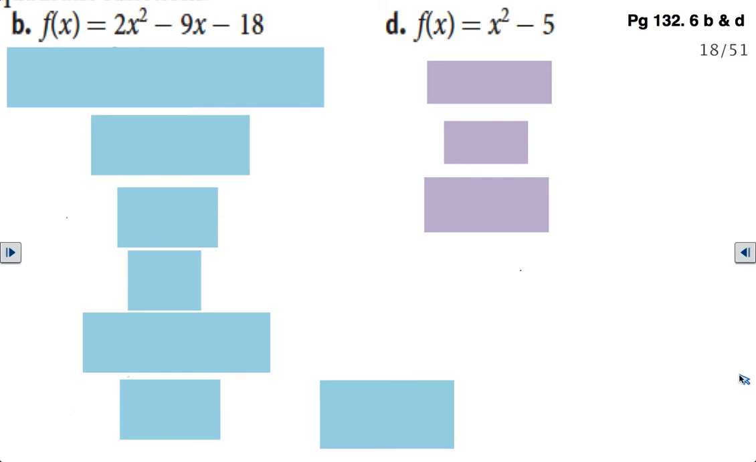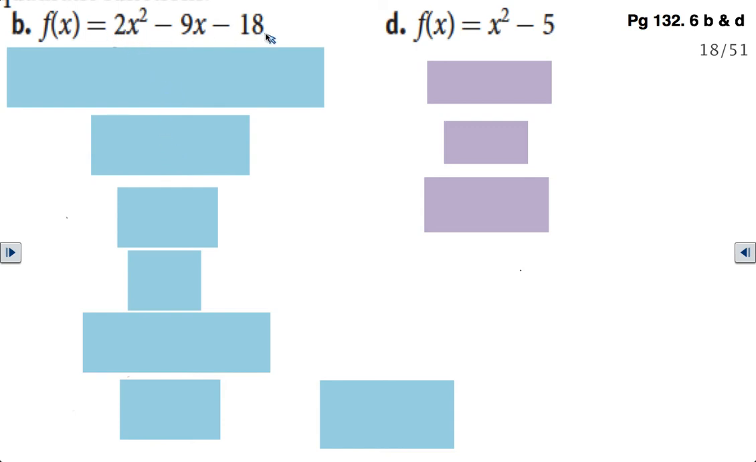So for first period, I just wanted to go over page 132, problem 6, letter B and letter D. With these problems, you needed to use your quadratic formula and find all your solutions. Most of you have used the quadratic formula before. If you don't remember what it is, look at the back of my classroom. On the back wall, there's the quadratic formula up on the poster board. All right, so let's go ahead and get to this.